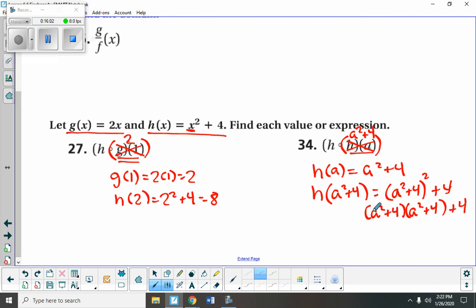So we'll FOIL this out. That's a to the 4th. 4a squared and 4a squared would be 8a squared, plus 4 times 4 is 16, plus 4. Lastly, combine like terms. And there's your final answer.